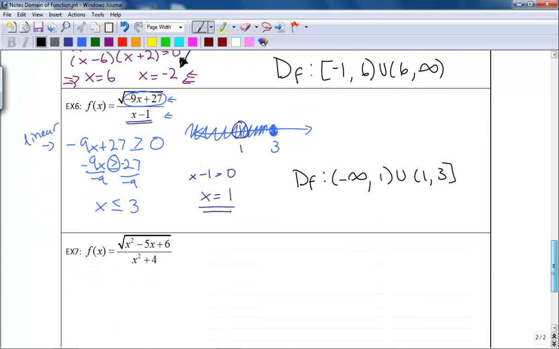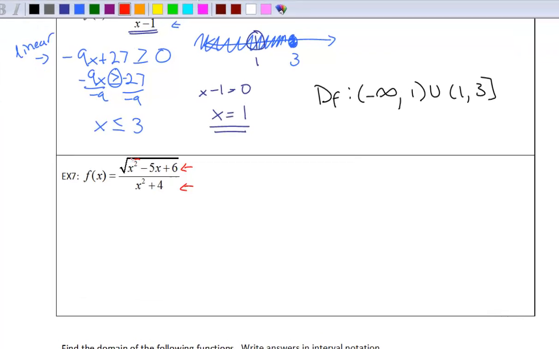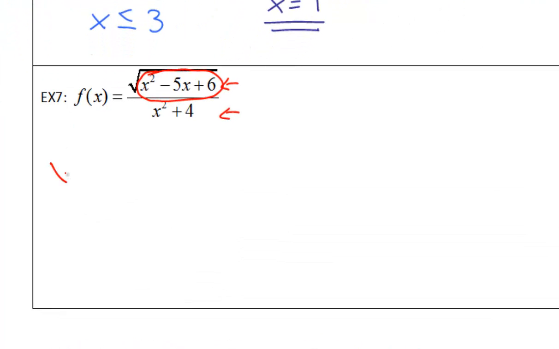Let's look at example 7. Example 7 says, find the domain of this function. I have, just like last time, a radical in the numerator, and I have a denominator. So begin by setting the expression under the radical greater than or equal to 0 and solving for x.